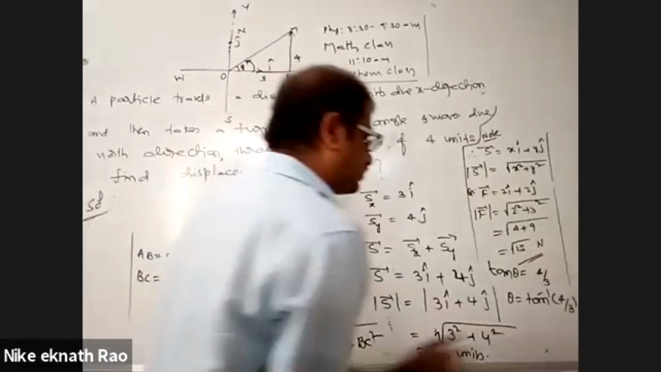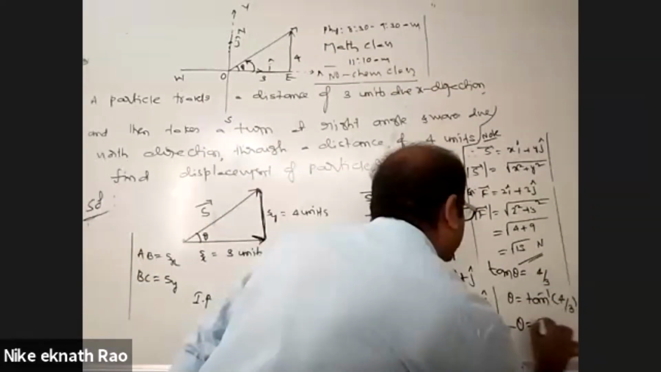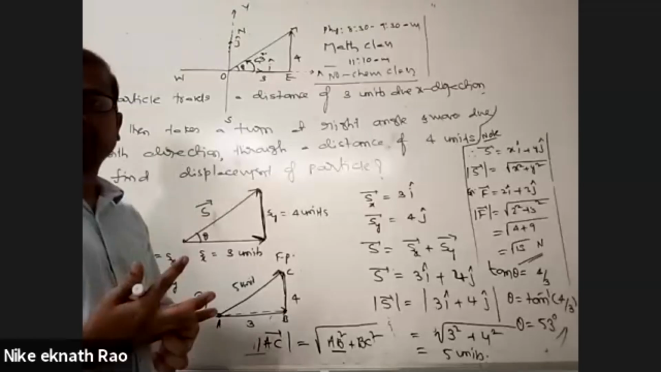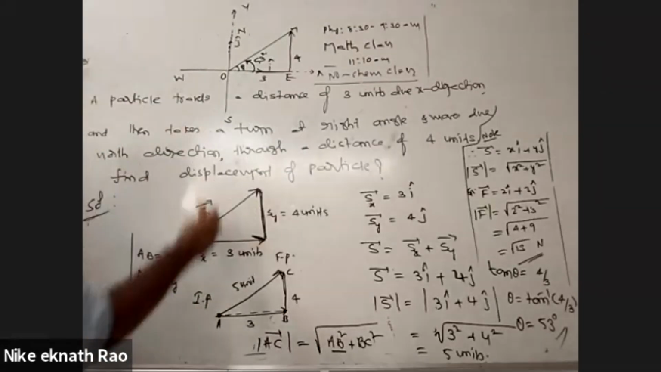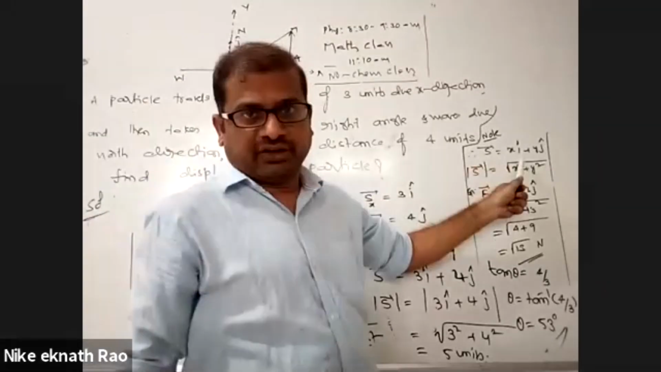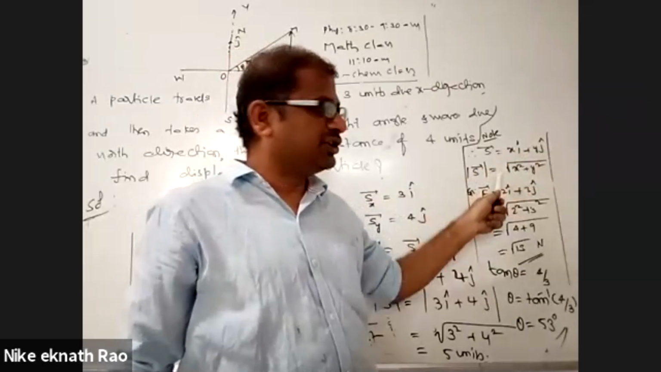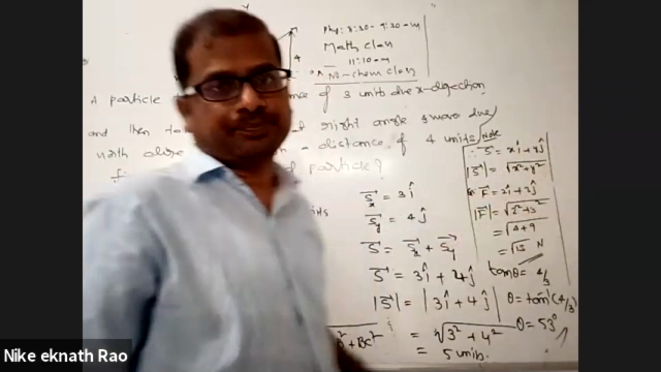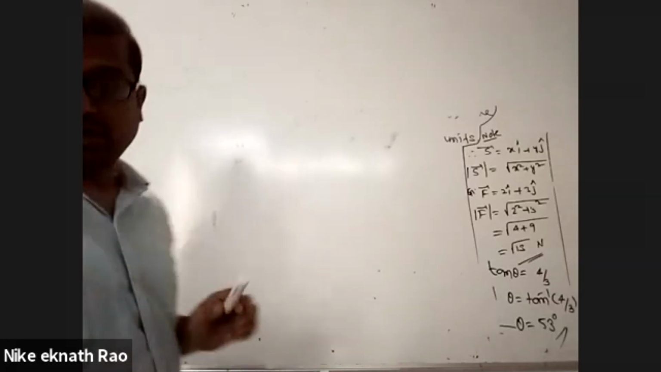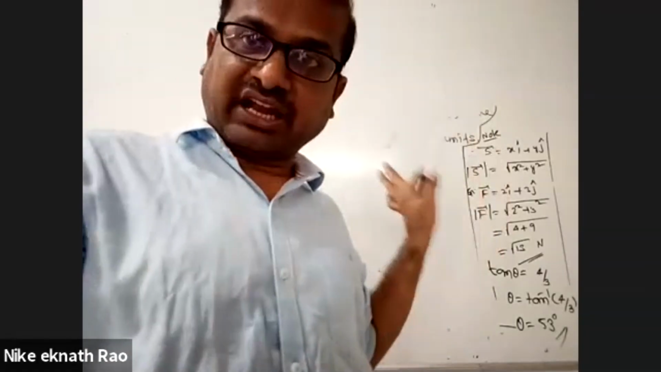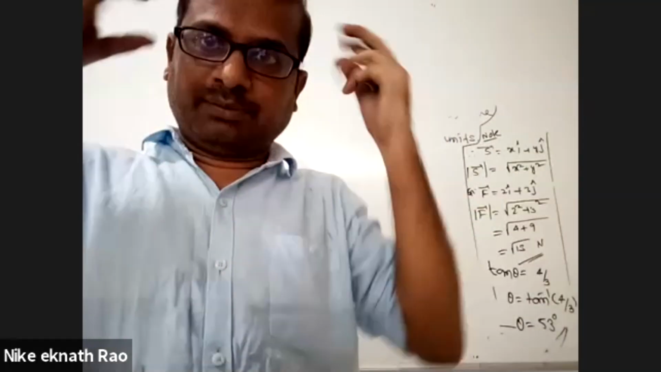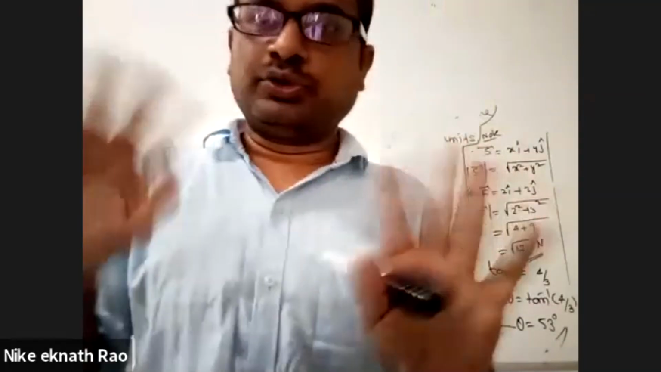What angle did I tell you yesterday? Theta is equal to 53 degrees. Shall I rub this one? Keep in mind, it's very important: if any vector S has components x and y, its magnitude is given by root of x square plus y square. Okay? If you have any doubts, ask immediately. Let me spend 1 minute extra here. Don't keep anything in your mind.